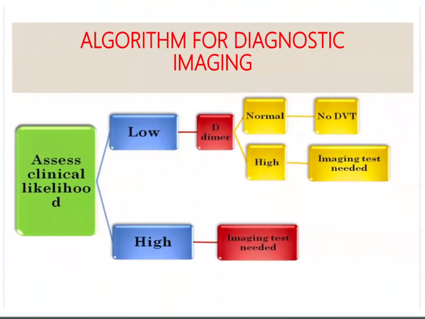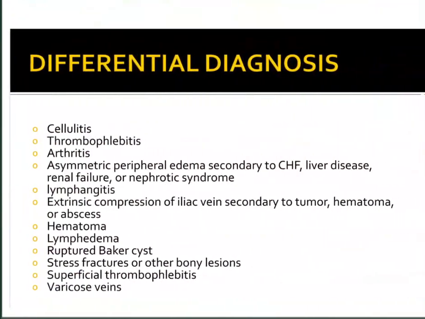After you assess your clinical score, now you're going to check if this patient has a low score. You're going to take them for a D-dimer. Okay, if the D-dimer is normal, they have no DVT. You rule it out. If they have a low risk, but the D-dimer is high, you go further for an imaging test. Okay. If the score is high, don't even waste time. Just go directly to an imaging test, which is you can do a Doppler ultrasound for them.